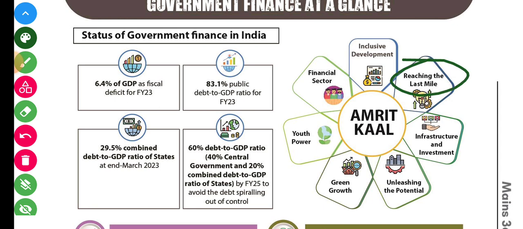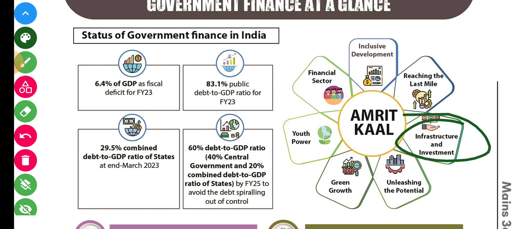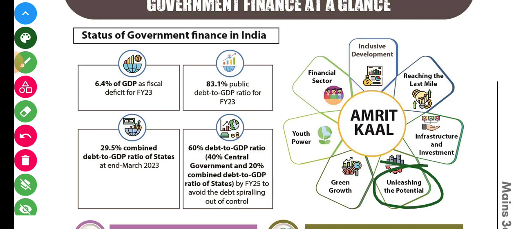Reaching the last mile means the welfare of the people in the rural areas who are not covered under any government scheme, and infrastructure and investment. Okay, unleashing the potential, green growth, youth power, financial sector. So you can remember this.